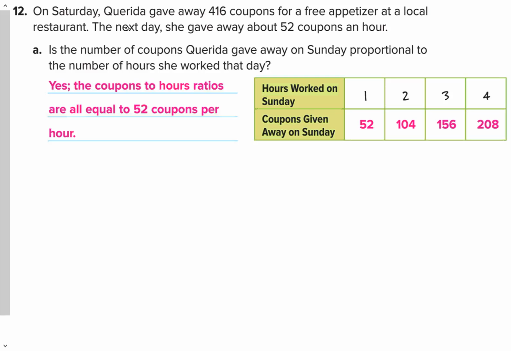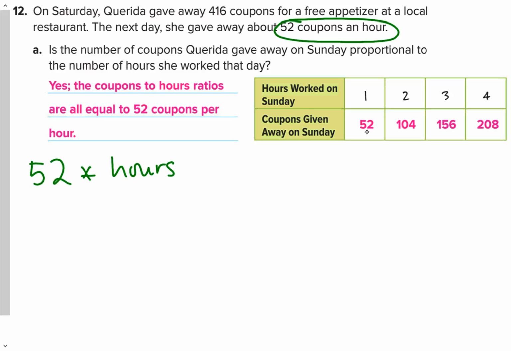On Saturday, Clarita gave 416 coupons for a free appetizer at a local restaurant. The next day, she gave away about 52 coupons an hour. Is the number of coupons Clarita gave away on Sunday proportional to the number of hours she worked that day? So here we have 52 coupons an hour, which means 52 times the number of hours.